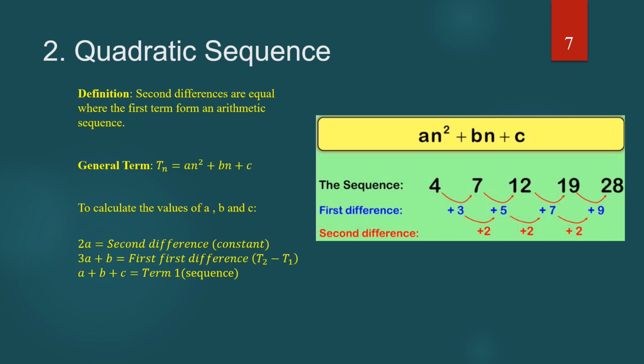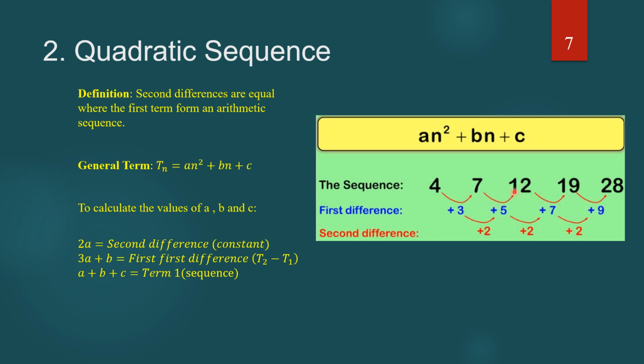And then our second sequence is known as a quadratic sequence. A quadratic sequence is when you find that your second differences are equal, where the first differences form an arithmetic sequence. And what do we mean by that? If we look at our picture on the right, the sequence is 4, 7, 12, 19, and 28. And then if you have a look at our first differences, if we subtract the subsequent terms, if you take 4 away from 7, you get 3.